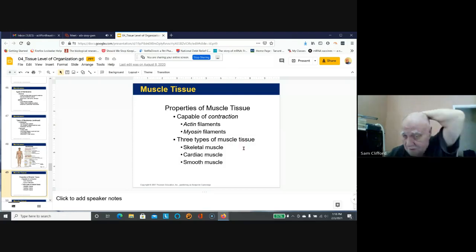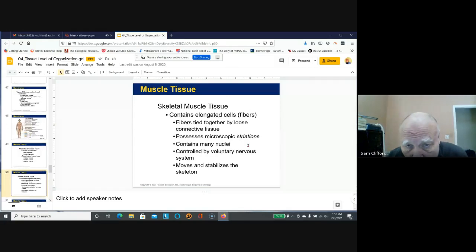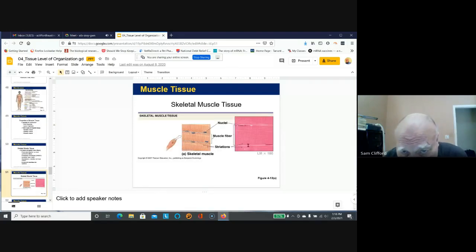We have skeletal muscle, cardiac muscle, and smooth muscle. So if you look at skeletal muscle, there are long fibers with striations, and they have many nuclei per cell. So skeletal muscle is just long fibers that are able to contract.